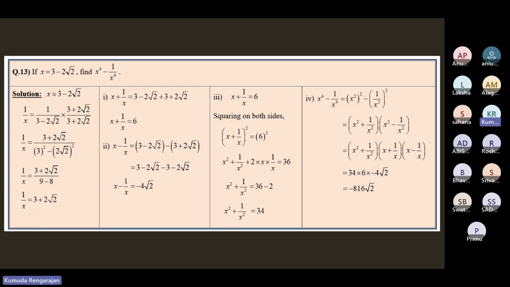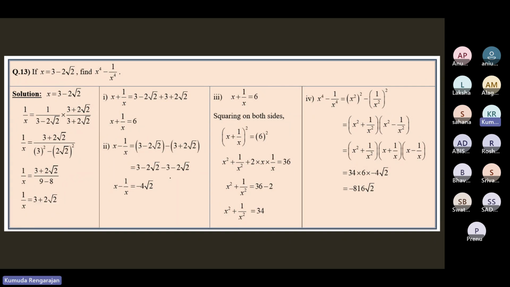So this is x, this is x. You need to find 1 by x, which is 3 plus 2 root 2. Then you need to find x plus 1 by x, that is 6, and x minus 1 by x. So here maybe you went wrong with the signs. It will be minus 3 minus 2 root 2. Maybe you went wrong here with the signs, I don't know.